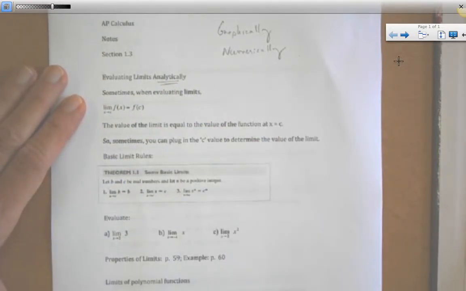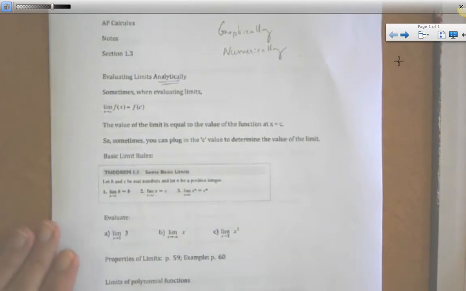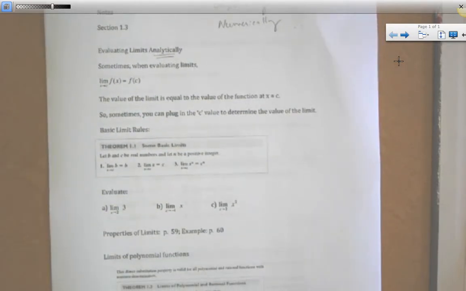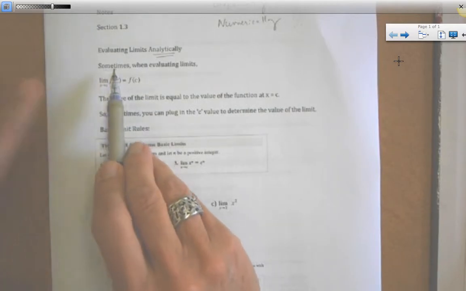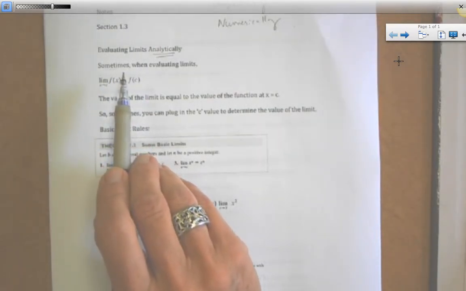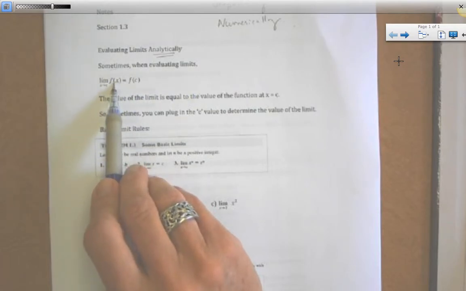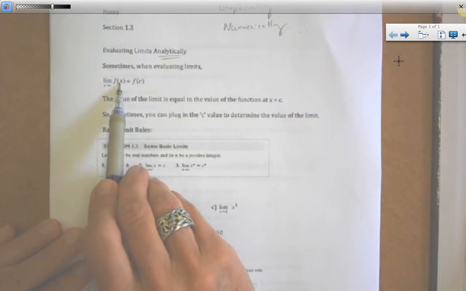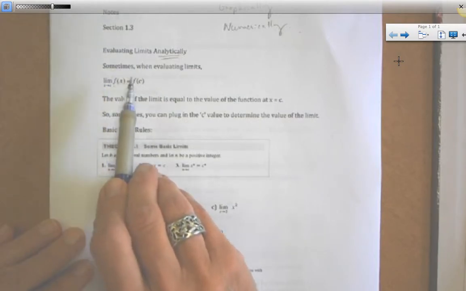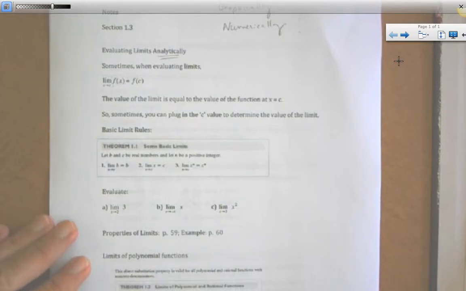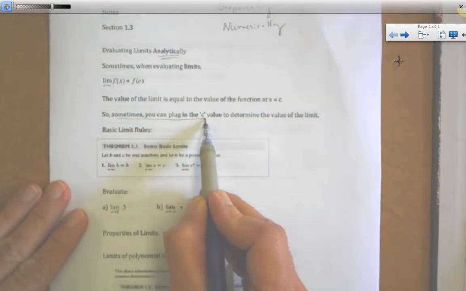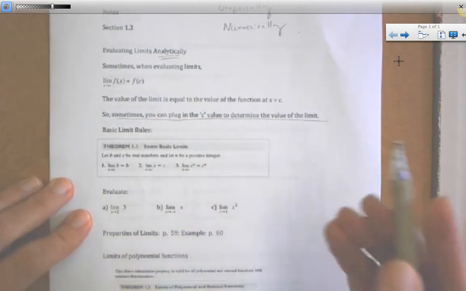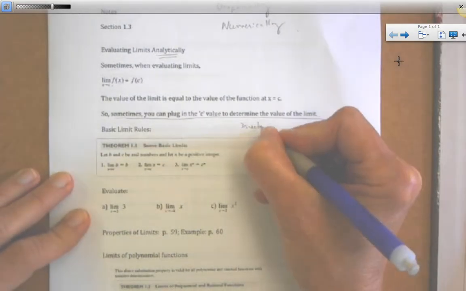Instead of always having to graph it, let's examine some facts and then find it algebraically or by another method. Nicely, sometimes when we evaluate our limits, the function is going to be defined at that location, and you won't have a hole or a special case. So the value of the limit is just going to be what you get when you plug that number in and find the value of the function at that number. So sometimes you can plug in c to determine the value of the function. This is called direct substitution.